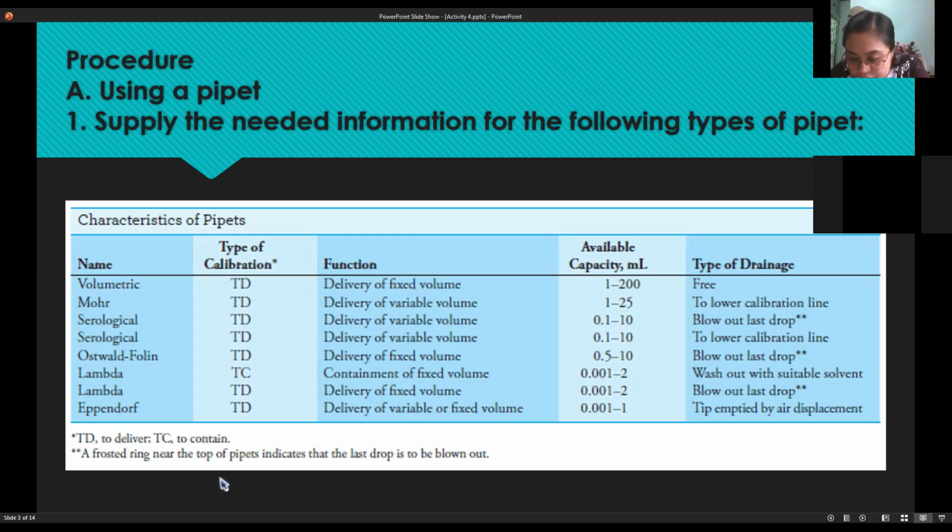Next is the serological, and the type of calibration is TD. Its function is for the delivery of variable volume, and the available capacity is 0.1 to 10 ml. And its type of drainage is blowout last drop. Next is the serological.